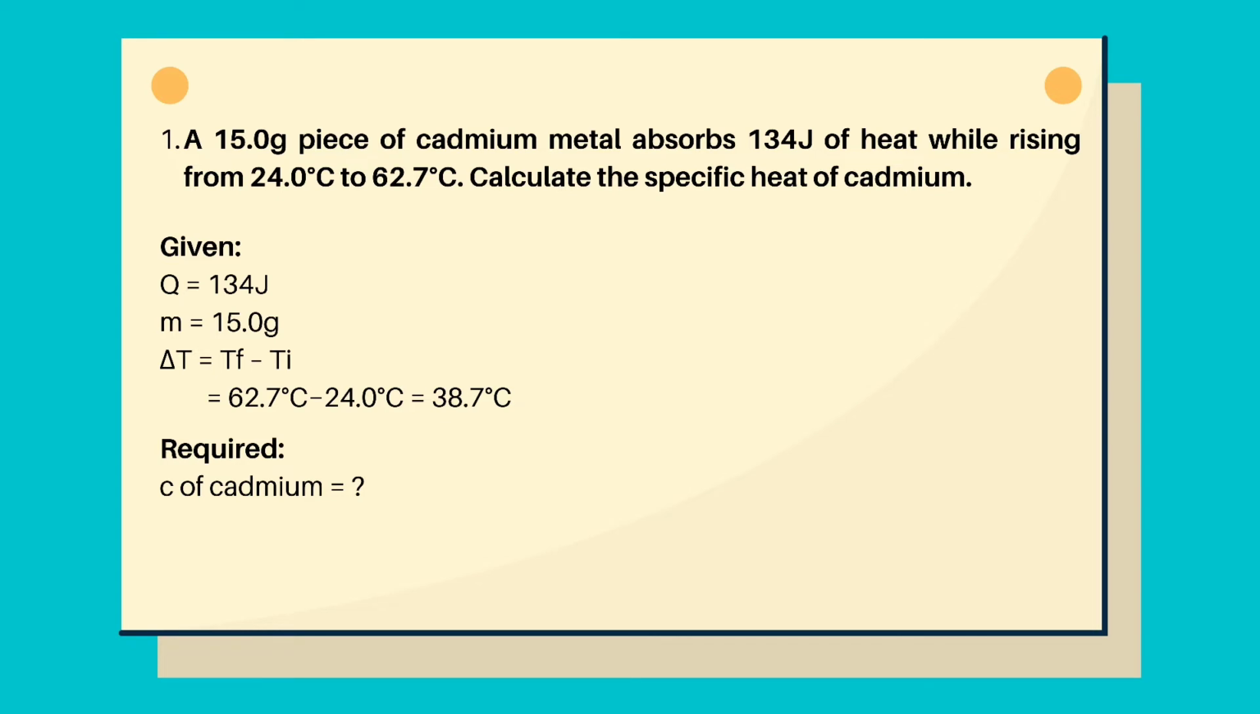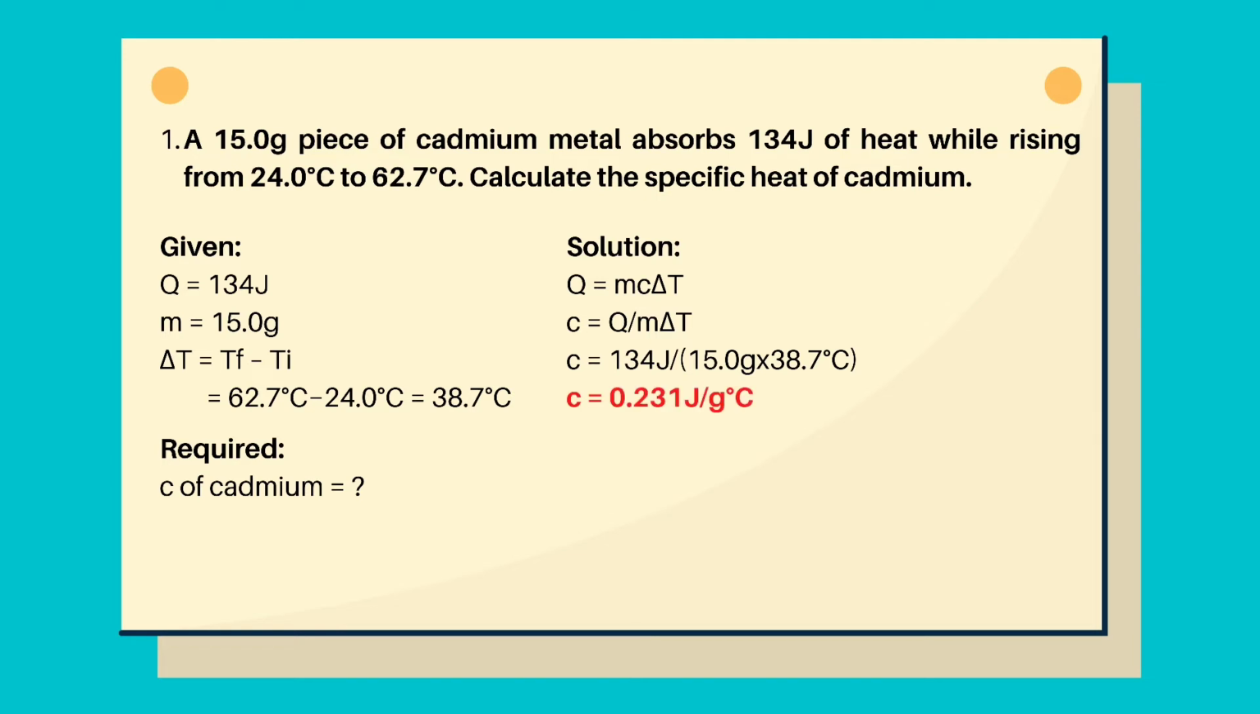Let's solve. We have the formula heat is equal to mass multiplied by the specific heat multiplied by the change in temperature. By deriving this equation, we have specific heat is equal to heat divided by mass multiplied by the change in temperature. By substituting the given, we have 134 joules divided by 15 grams multiplied by 38.7 degrees Celsius. By calculating this, we have 0.231 joules per gram degree Celsius. The answer for this problem, the specific heat of cadmium, is 0.231 joules per gram degree Celsius.